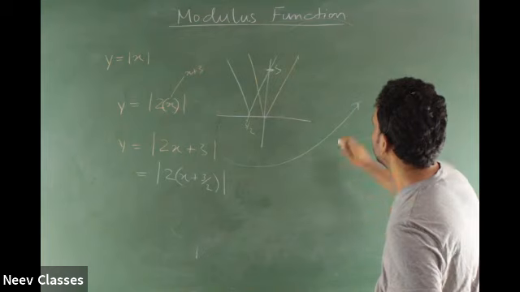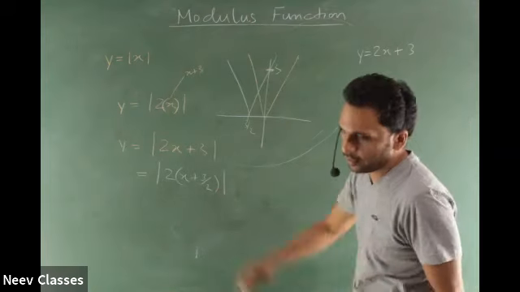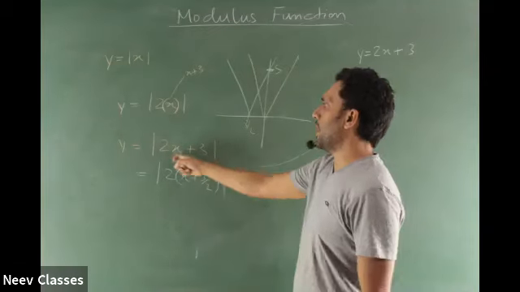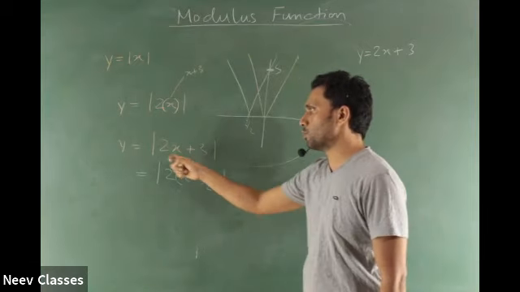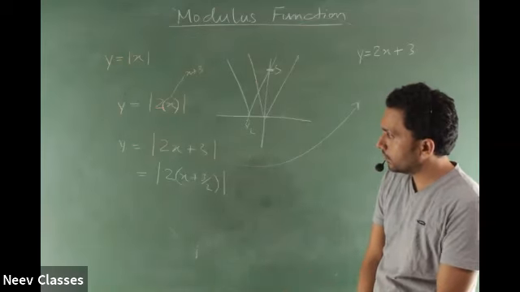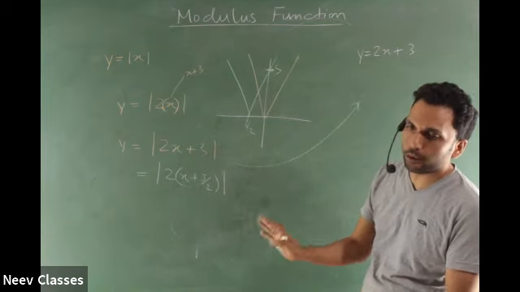So the other treatment is y is equal to 2x plus 3. Let me first draw this graph and then later on we'll care about the mod. Okay? Are you understanding? So by the way, this will be as good as this. Till what spot will this be as good as that? Till x becomes less than minus 3 by 2. Till 2x plus 3 is positive, meaning to say till 2x plus 3 reaches 0, right?